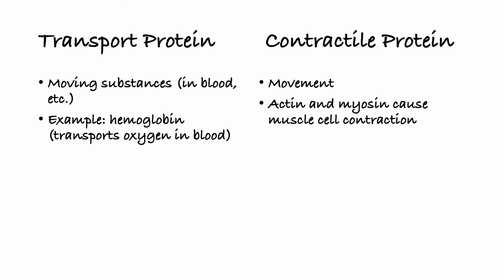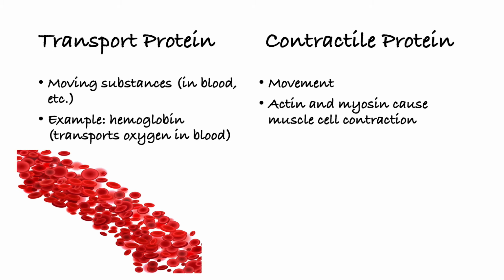The next one we're going to talk about are transport proteins. And what we have here, for example, in blood, hemoglobin is an example. It transports oxygen in blood. We all know that blood is so important, but the main thing about blood is to carry oxygen, all right? Transportation. So these transport proteins move substances not only in blood, but even for ions or electrolytes to get into the cell, going in or out of the cell, they're going to do that through transport proteins.